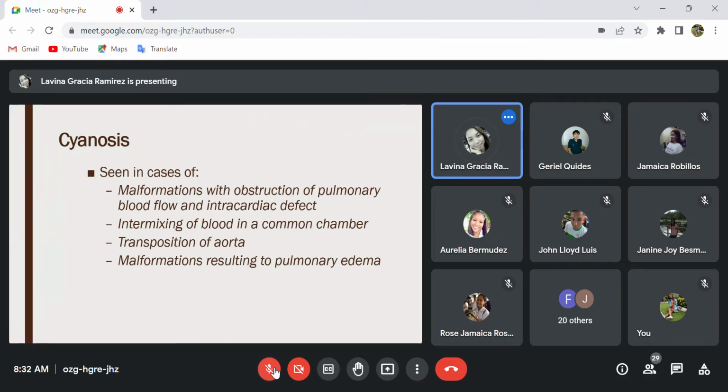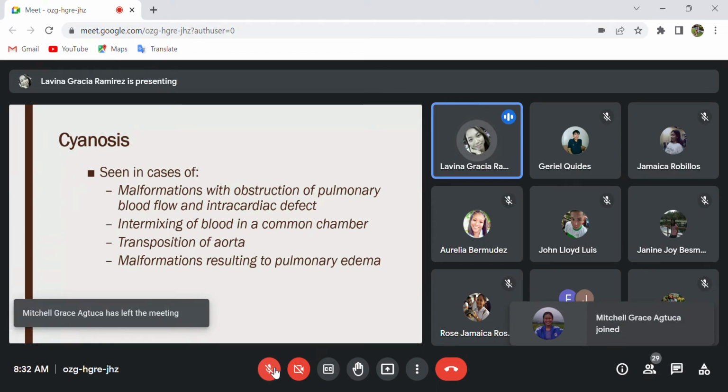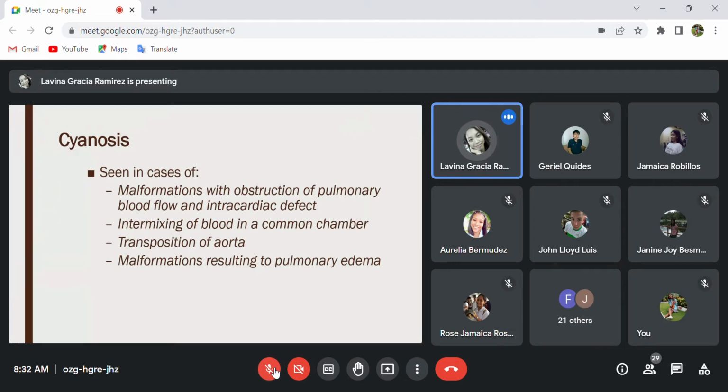Other than that is the intermixing of blood in a common chamber. Since you have the term intermixing, those particular structures that avoid the intermixing of blood might have anomalies, and so might not be developed clearly, or not developed completely, or through and through, mayroon tayo.